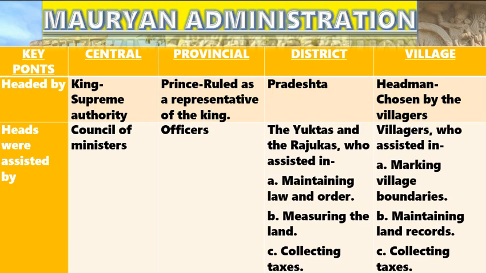Villagers used to assist the government officials, and each village had a headman who was chosen by the villagers. These villagers assisted in marking village boundaries, maintaining land records, and collecting taxes.